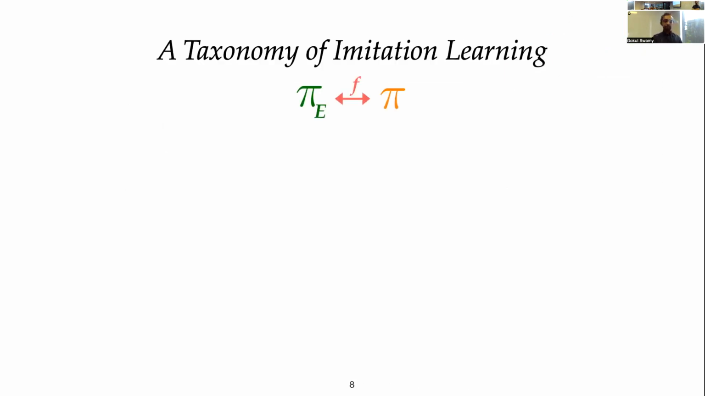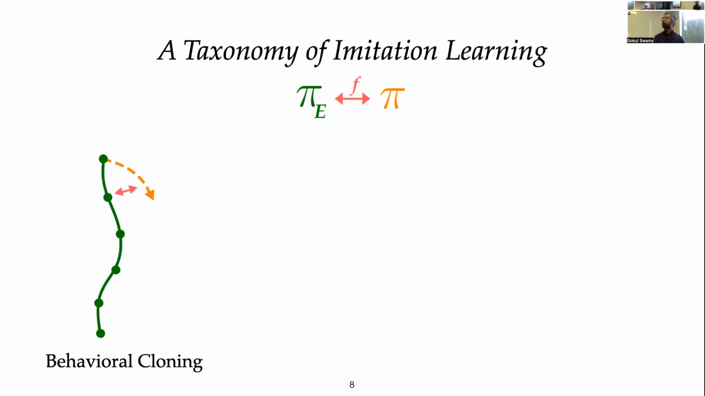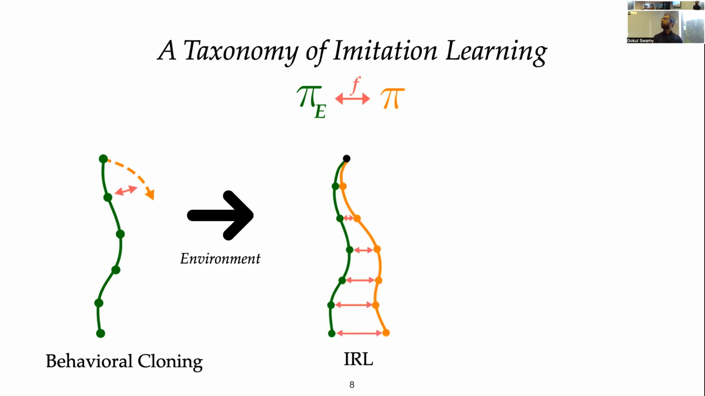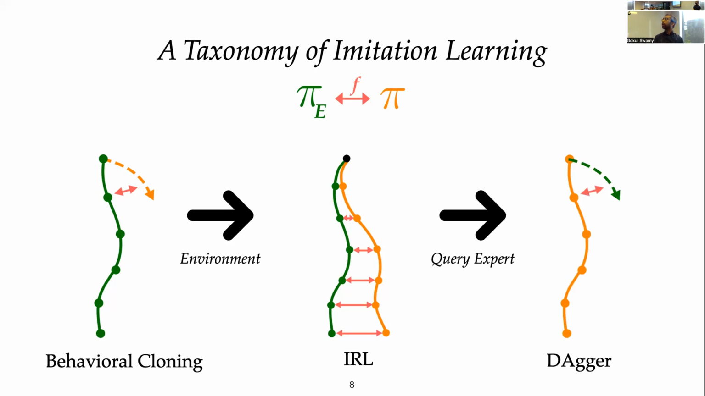So putting it all together, we have a taxonomy of imitation learning algorithms. We have offline approaches like behavior cloning. And then if you have access to the environment, you can try approaches like inverse reinforcement learning that actually compare trajectory distributions. And then we also have approaches like DAgger, which require a queryable expert and try to minimize the difference between learner and expert actions on states from learner rollouts. So this is kind of a map of the different types of algorithms I'm going to be talking about today.